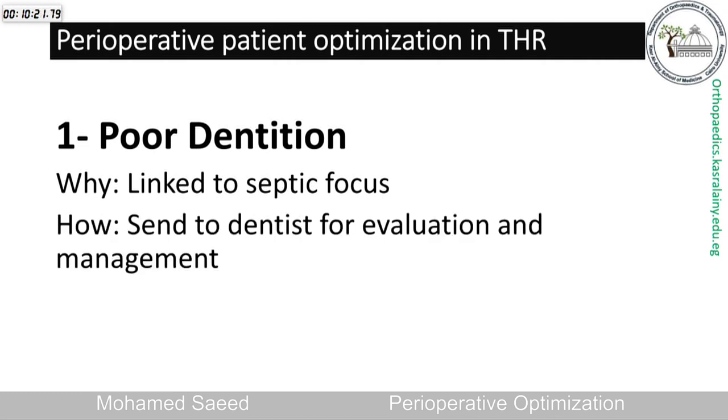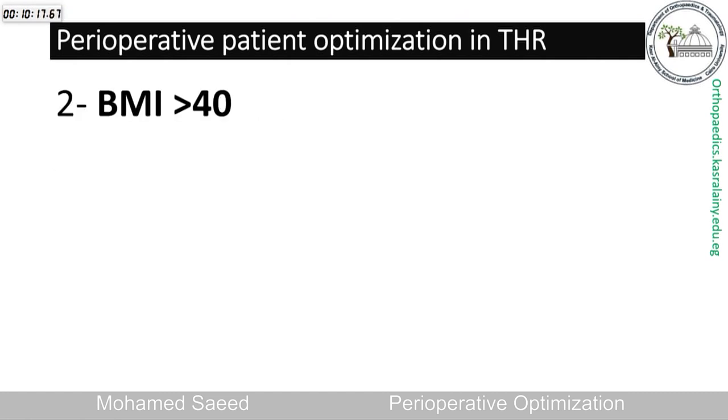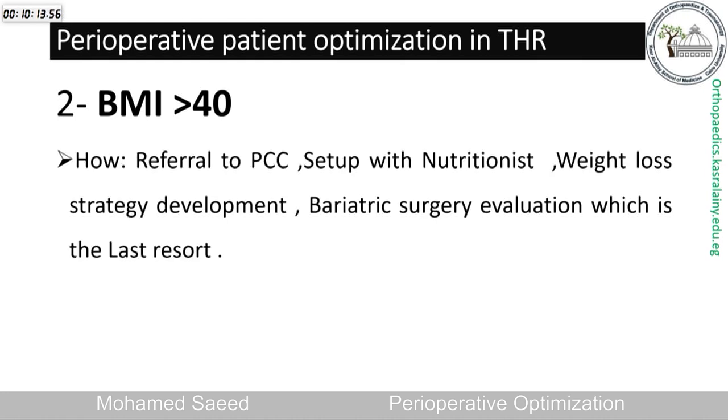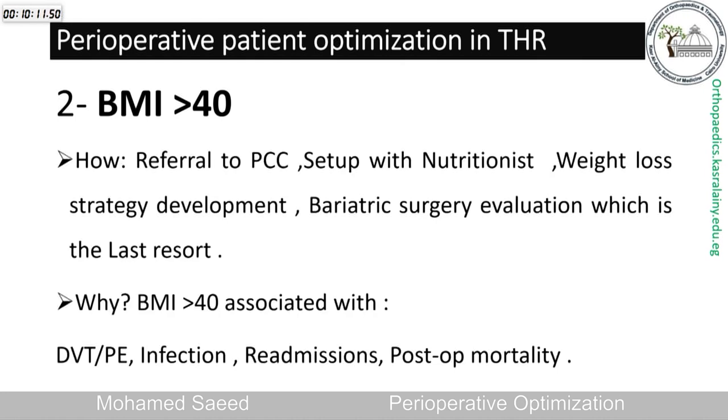How we will manage? We will send him to a dentist for evaluation and management. Body mass index above 40, don't do please. Why? Body mass index above 40 is associated with DVT, infection, readmissions, and postoperative mortality. And how can we manage? By weight loss, asking a nutritionist for a plan, or we will do bariatric surgery as a last resort.